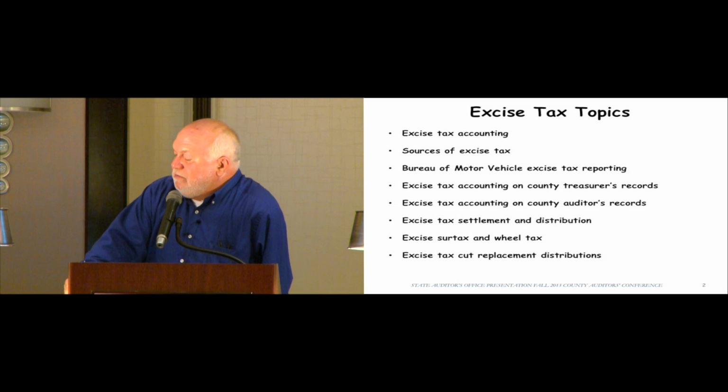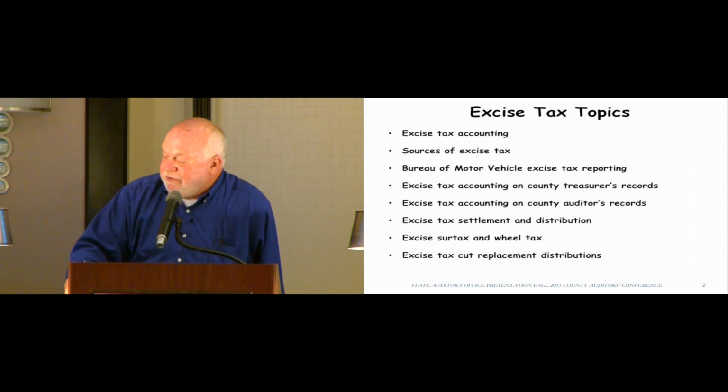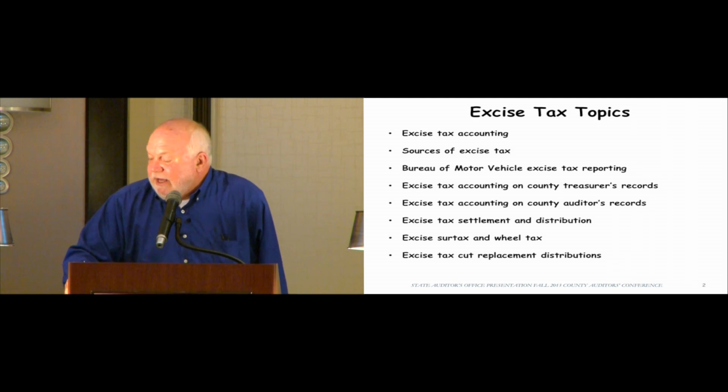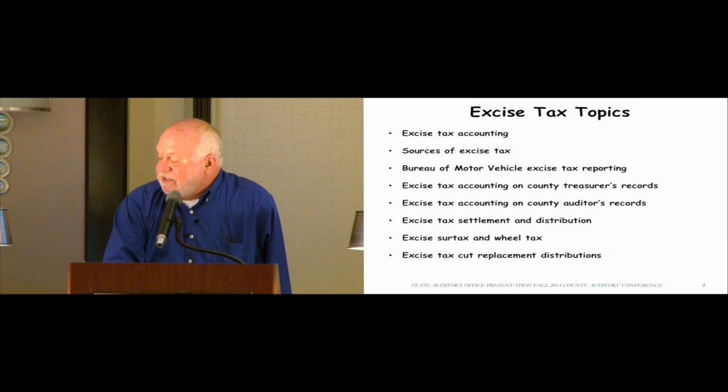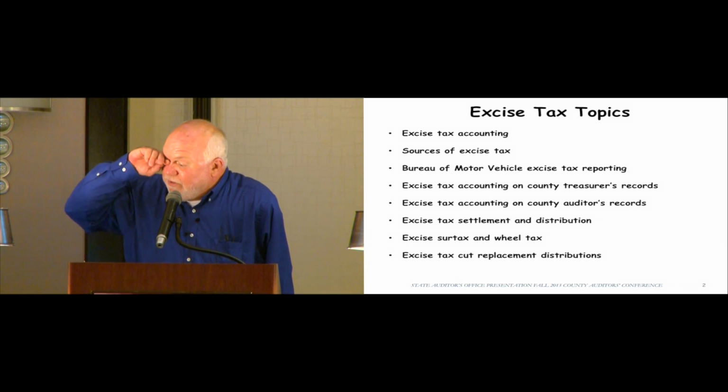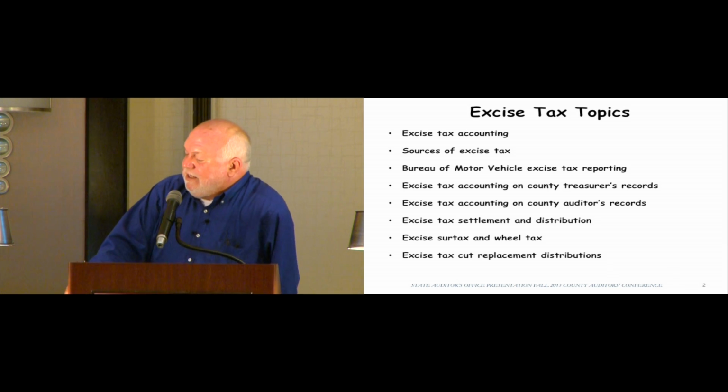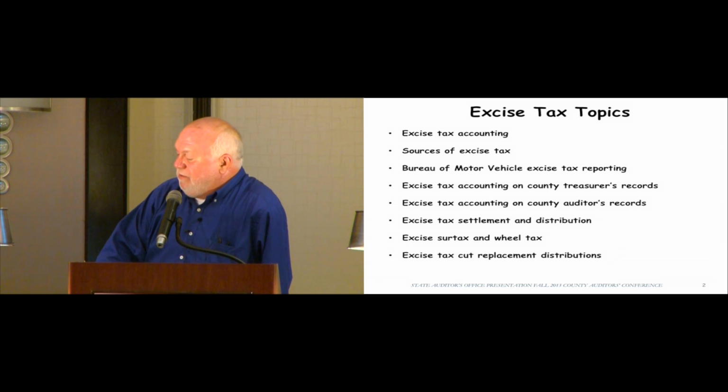I'll talk in general terms about excise tax settlement and distribution, then switch over and discuss the excise surtax and wheel tax, and then wrap it up with the excise tax cut replacement distributions, how those are calculated for the months, and particularly how it's calculated for December, since I threw a little twist at you last December, and to let you know that that's going to continue to be the way that December is calculated.